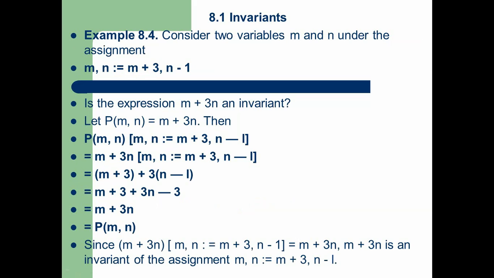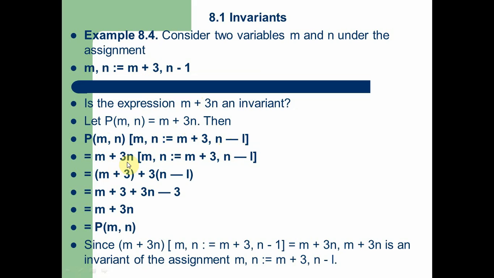So the next one is, consider two variables, namely m and n, under the assignment m, n becomes m plus 3 and n minus 1. Is the expression m plus 3n an invariant? This is the question. So consider again P of m comma n is equal to m plus 3n. So what is the value of P of m comma n? It becomes m plus 3 comma n minus 1.